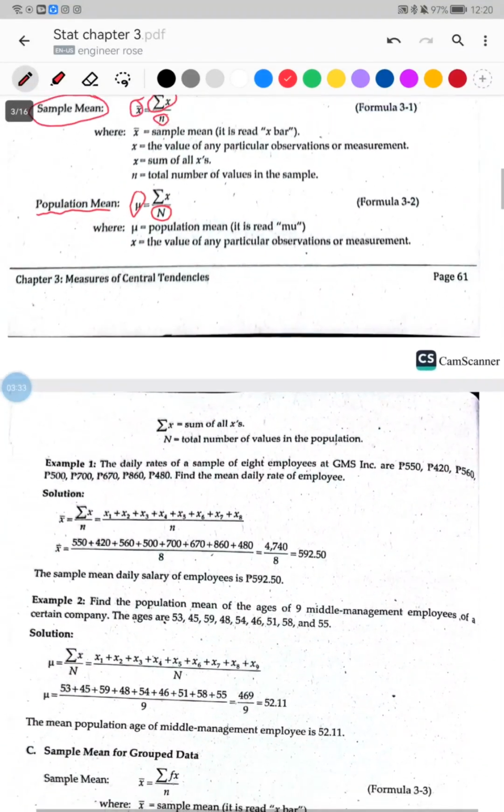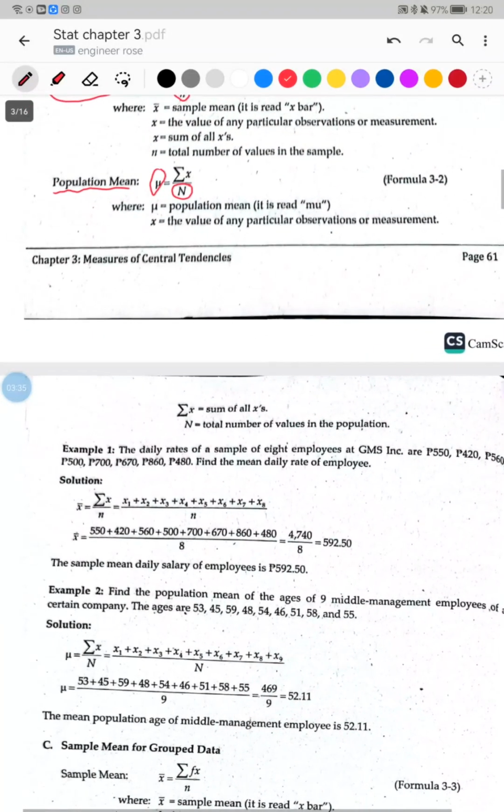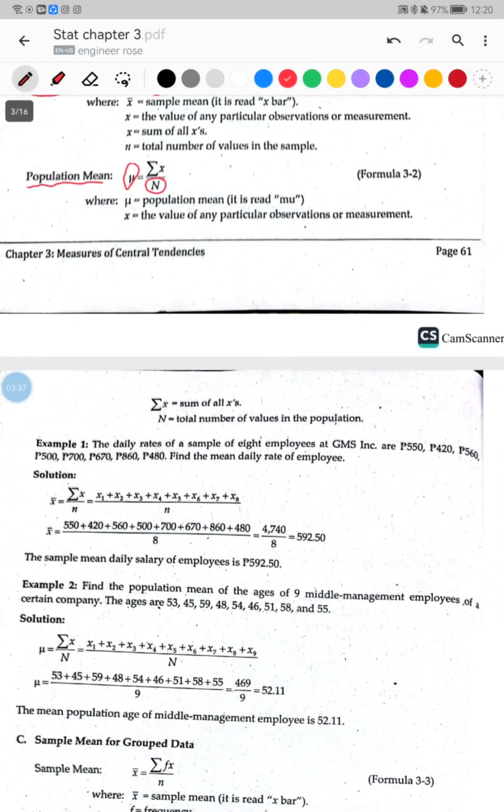For example, the daily rates of a sample of 8 employees of GMS Incorporated are 550 pesos, 420 pesos, 560 pesos, 500 pesos, 700 pesos, 670, 860, and 480. Find the mean daily rate of an employee.